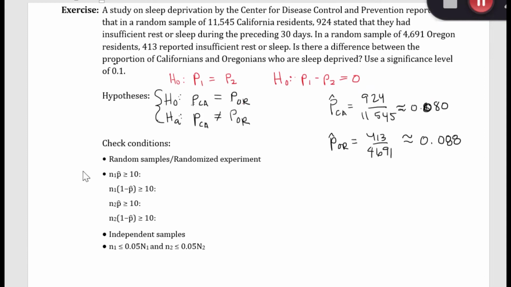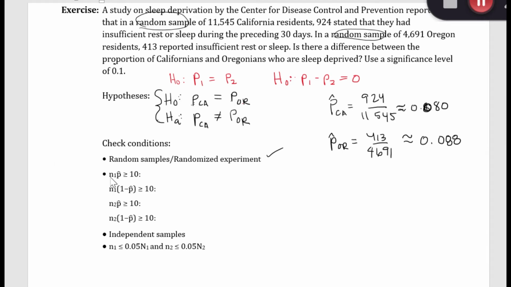The first condition is that we have random samples or randomized experiments. Here we have a random sample of Californian residents and a random sample of Oregon residents, so that's satisfied. The next condition asks whether we have a large enough sample so that we can represent the population.